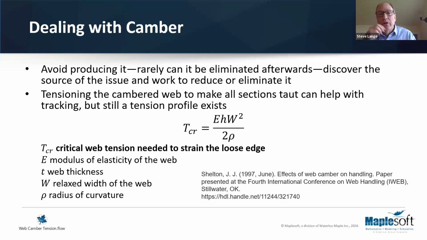And this equation from John Shelton gives a calculation for a given radius of curvature and modulus and thickness and width. What is the minimum tension that you need to pull out that loose edge? And I think this is a fairly simple equation, so I don't think I'm going to switch to the MapleFlow for this. But generally, it shows you that as that radius of curvature goes down, meaning it's a tighter curve, it has more curvature, then you're going to need a higher tension to handle it.